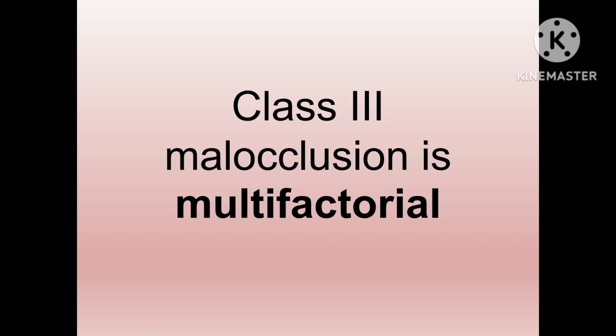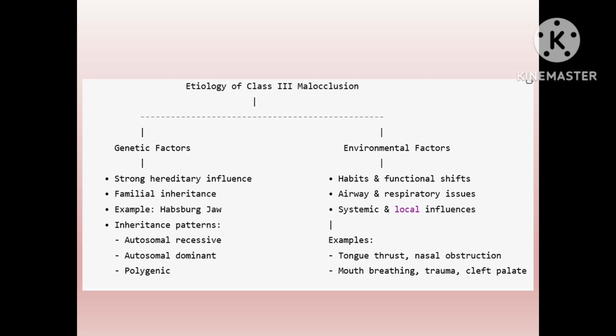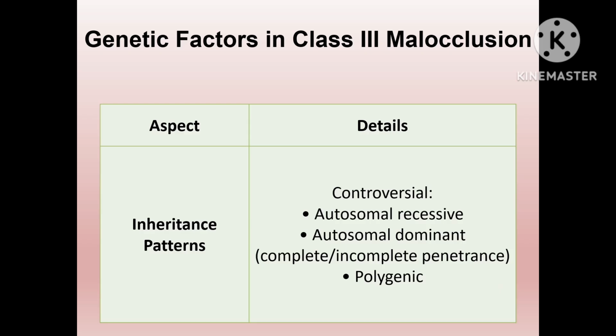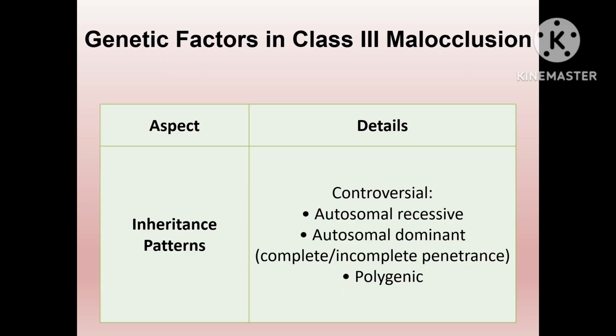Class 3 malocclusion is a multifactorial condition. It does not arise from disease but from the disturbances in the normal growth and development. The main causes can be grouped into genetic and environmental factors. Genetics play a very important role in the mandibular growth. Many studies show that the incidence of class 3 malocclusion is higher in families. The classic example is Habsburg jaw, where the mandibular prognathism reoccurred in European royalty. However, the mode of inheritance is still debated.